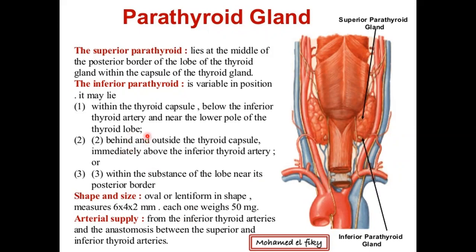So let's see, what did she talk about for the parathyroid glands? Lies at the middle of the posterior border of the lobe of the thyroid within the capsule of the thyroid gland. Variable in position, it may lie. So this is just talking about how your inferior parathyroid glands tend to be more variable in position than your superior. Let's see, shape and size, oval or lentiform. Okay. So yeah, they just get blood supply, like they share their blood supply with that of the thyroid gland because they're literally right by the gland.